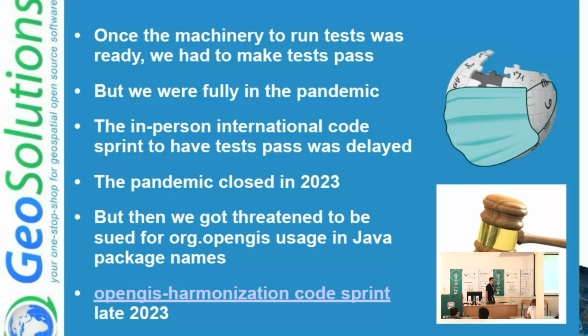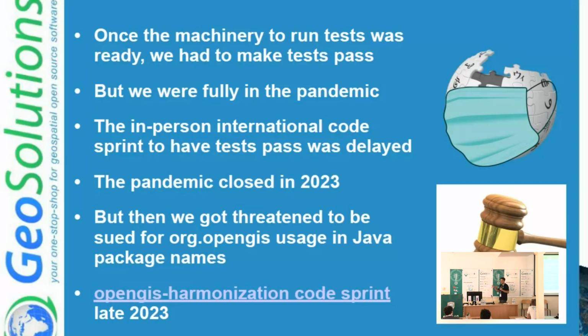Then we had to set up the tests. The machinery per se was able to run the test, but it was not passing them. We would have to fix the code of GeoServer to actually pass the test. And then the pandemic hit. And so our planned in-person code sprint to pass the test never happened.